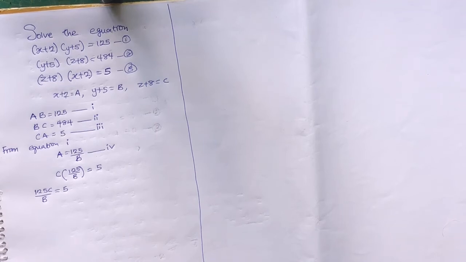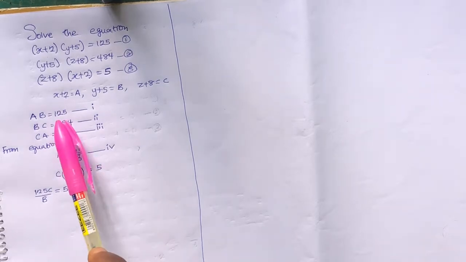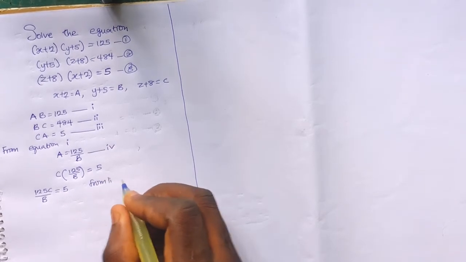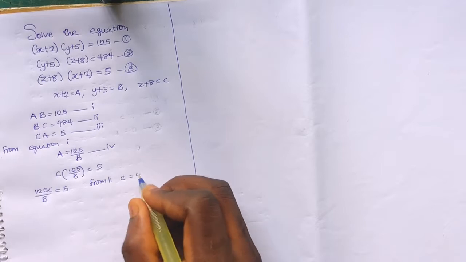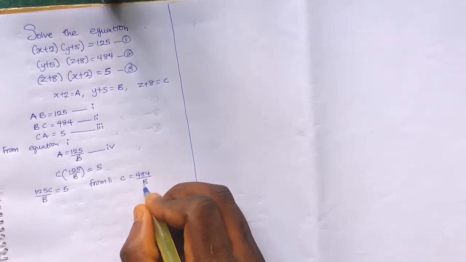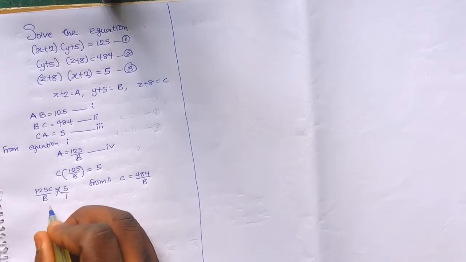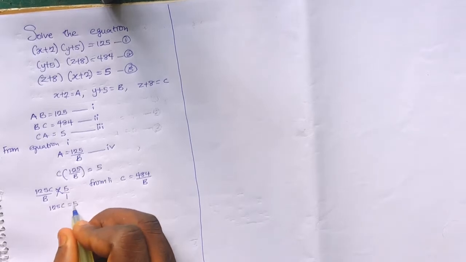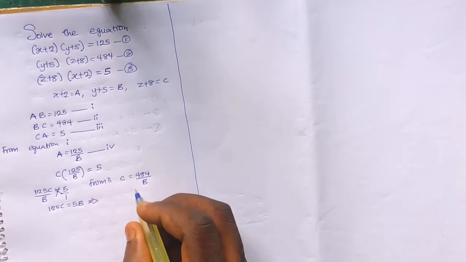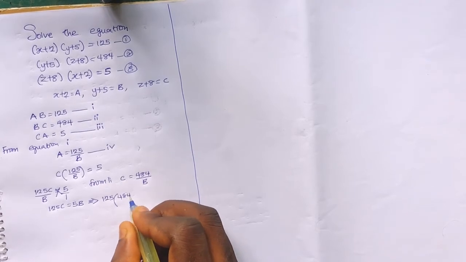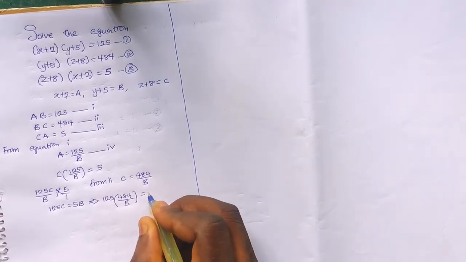What other thing can I do here? If you look at this, I can make c the subject of the formula in equation 2. From equation 2, I have c equals 484 divided by b. Since c is equal to this, I can cross multiply so that I'll have 125c equals 5b. Can you see now? So I will put the value of c inside this. That will be 125 into bracket 484 over b, which is my c, equals 5b.